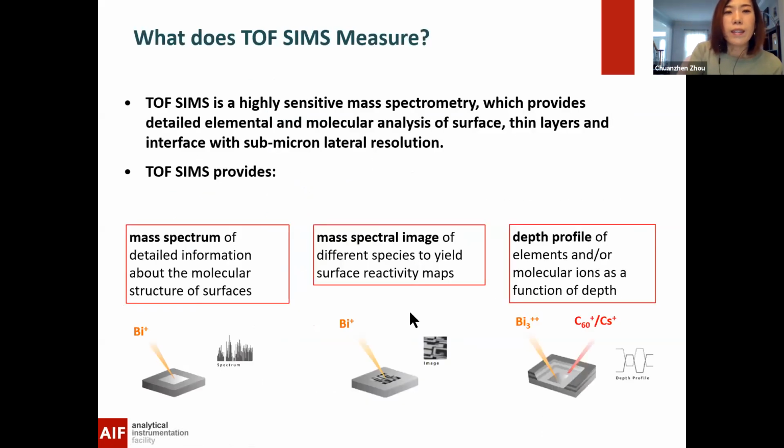All right. So using time-of-flight SIMS, we can first get a mass spectrum that gives you detailed information about the molecular structure of the surface. At the same time, since we raster the beam over a selected range, you can get mass spectral imaging that shows the spatial distribution of different species. With the cesium ion beam used in alternating mode, you can get a pretty decent elemental depth profile. Later on, I will give you a lot of examples to show how this can be done and what capability we have using this instrument.